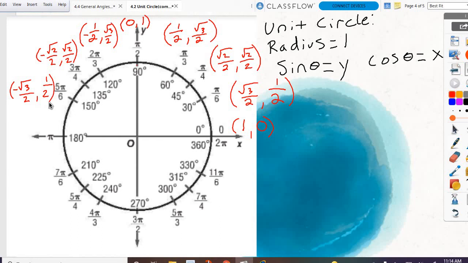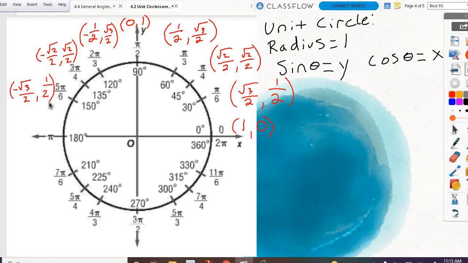Are those values just going to keep repeating themselves all the way around? Yep. You're going to see lots of square roots of 3's over 2's, square roots of 2's over 2's, and 1/2's. So in a second, you're going to break up into your groups, and you're going to fill in the rest of those. Okay? But let's fill in these last two ones that are on our axes.